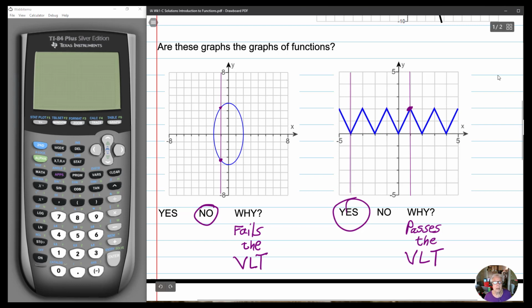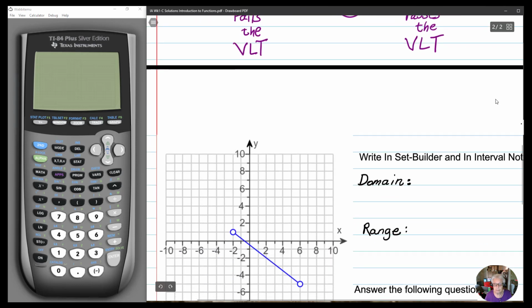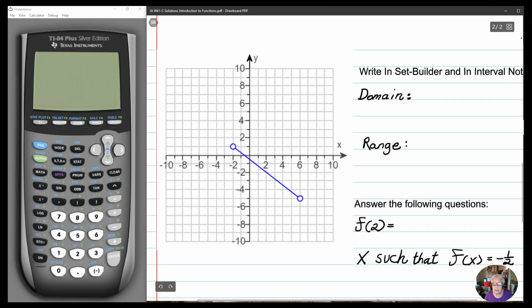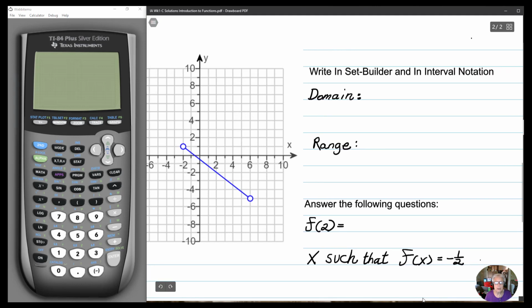There actually is a much more mathematically stated reason for this, and we'll talk about it later, but not now. Because we're going to talk about a concept that can be difficult for students. We're going to write the domain and range of this graph in set builder notation and in interval notation.